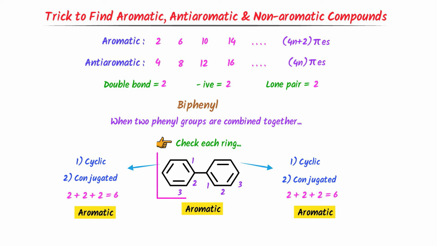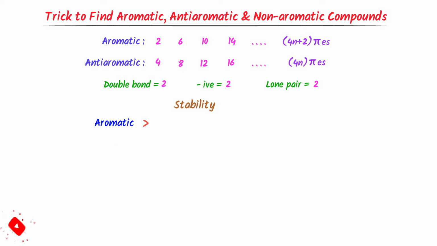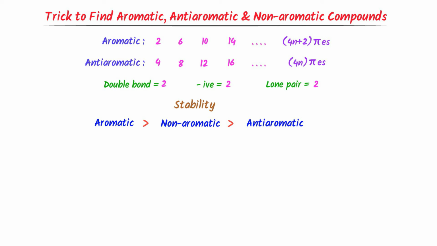Remember that overall it contains 6 double bonds. 6 double bonds means 12 electrons, then we can say that it is anti-aromatic. But this is wrong, because we have to individually check each ring, whether it is aromatic or anti-aromatic. So remember this important process. Finally, remember that aromatic compounds are highly stable, while non-aromatic and anti-aromatic compounds are least stable.